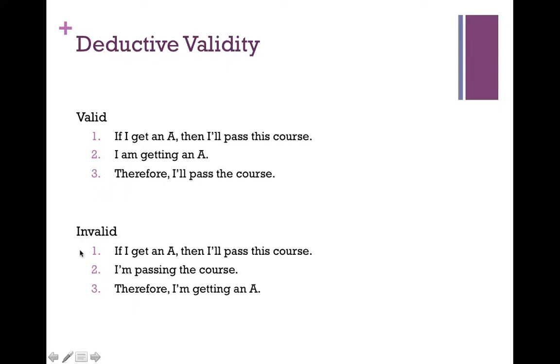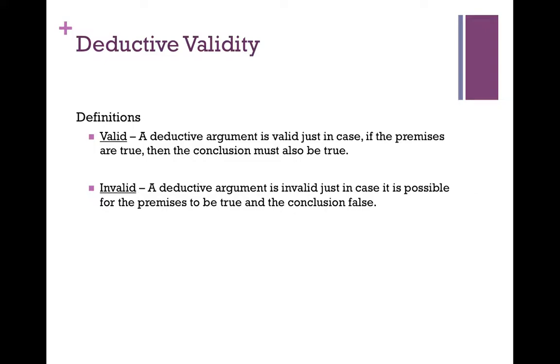So that's basically what an invalid argument is: assuming that the premises are true, it is possible for the conclusion to be false. And this, in fact, is how we're going to define the difference between validity and invalidity. Here are more formal definitions.